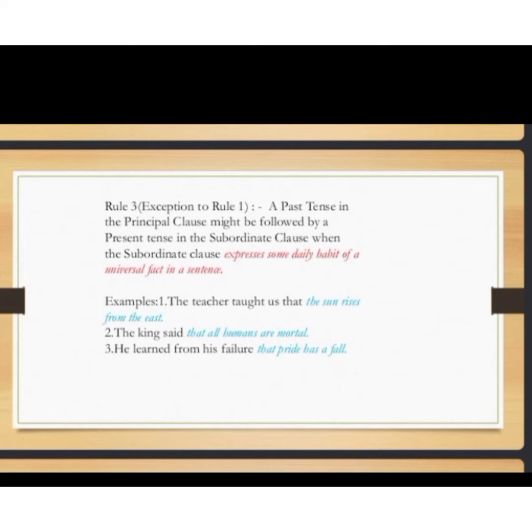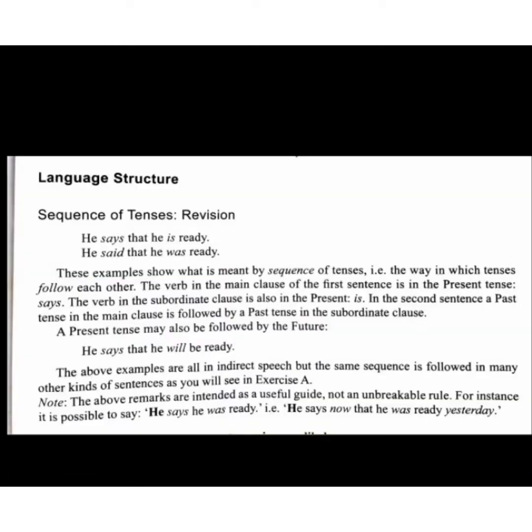So let us open our textbook, and please open page number 169 of your textbook. Now, on page number 169, see here two examples are given. He says that he is ready. He said that he was ready. From these two examples, you can come to know the sequence of tense which is used.